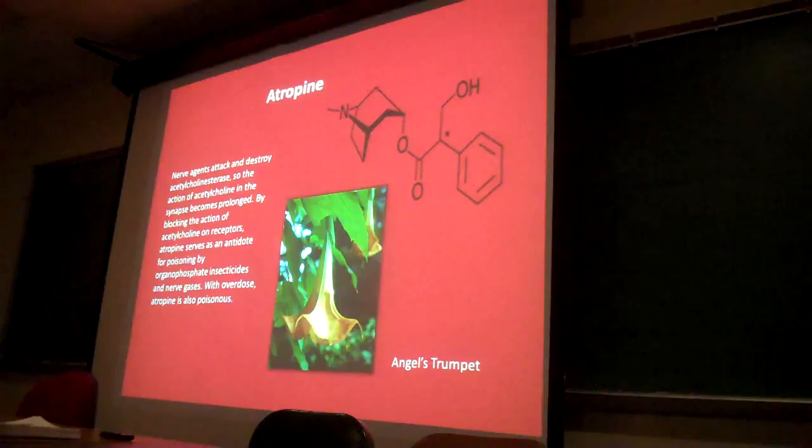A student in my other class said she's got a couple in her yard, and she said once they flower, the next day they're gone. So people are coming by and pulling them off. Wow. But this makes atropine.